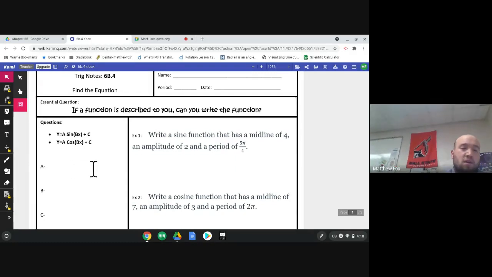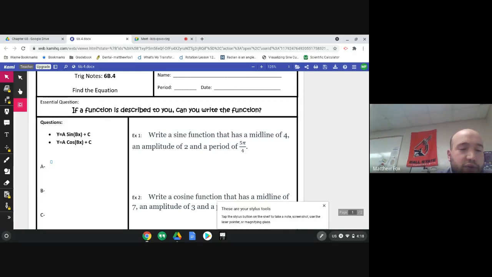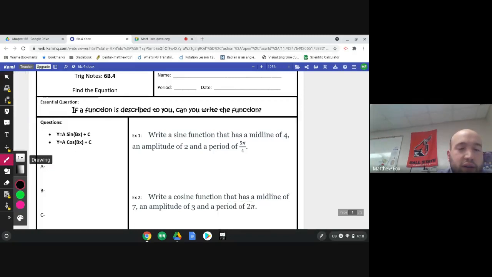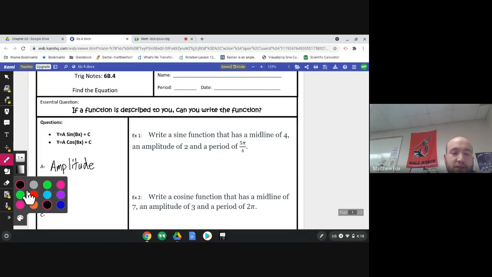Now, a, and we should already know this, what's in front of sine or cosine is our amplitude. Remember, this is the distance above or below the midpoint. And technically, a should actually have an absolute value. Amplitude has to be positive. If there's a negative sign in front of it, it can cause the graph to flip, but the amplitude is still positive because it is a distance.